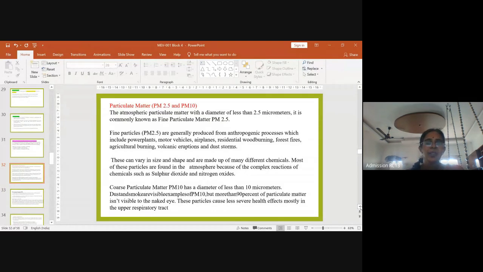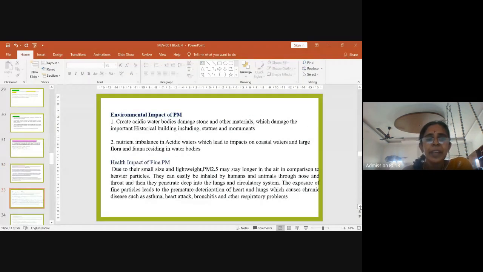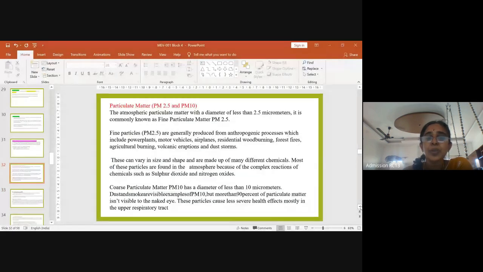So in this unit, we are going to study the different air pollutants which require monitoring, and their environmental impact and health impact. You have a number of air pollutants. The first one is particulate matter.